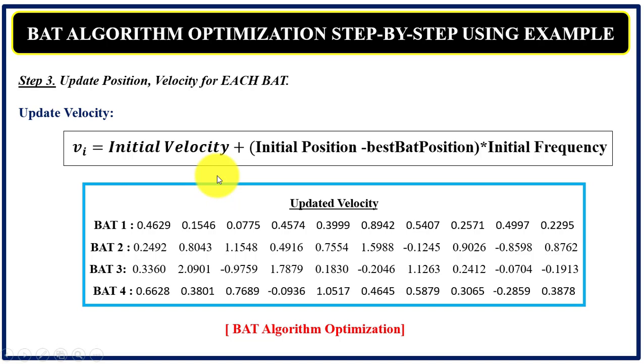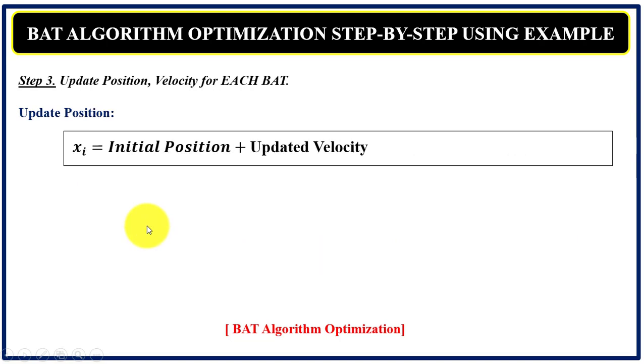Put all these values in the MATLAB, and in MATLAB I computed this because you know we have here 10 dimensions, so to compute this one by one is more complex. So for simplicity I use MATLAB, and when you put all the values for the initial velocity for the first bat and initial position of the first bat, and this is the best position, that is the first bat, and initial frequency for the first bat, when you compute this, you can get the velocity update for each bat.